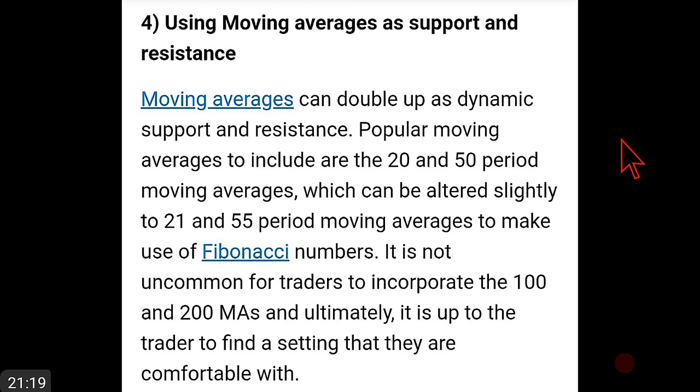You can also slightly alter it. You can use period 21 and period 55. Some other people use period 100. Some use the 200 MA as well. Once you look at it, it acts as support and resistance, and just like a trend line, you can use that to pick a movement. And once it approaches the line, you trade in the direction of the trend. All right, trade in the direction of the trend.